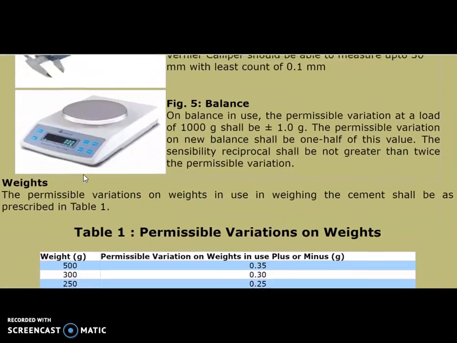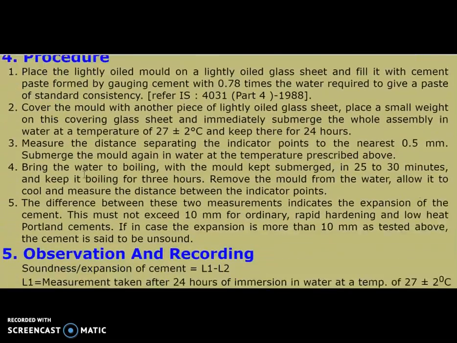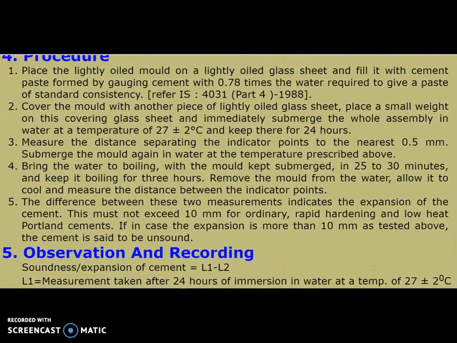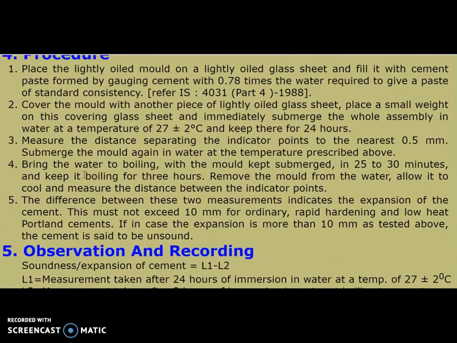So basically what you are doing is you are measuring the volume change. I don't want to go into depth of this test, I will just tell you. So let's look quickly at the procedure. You oil the mold, and then fill it with the cement paste formed by gauging cement with 0.78 times the water required to give paste of standard consistency. Now again, standard consistency, what is it? Let's keep this part away. You just need to know that you have to make a cement and water paste.